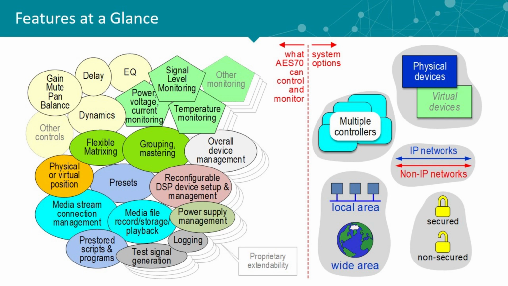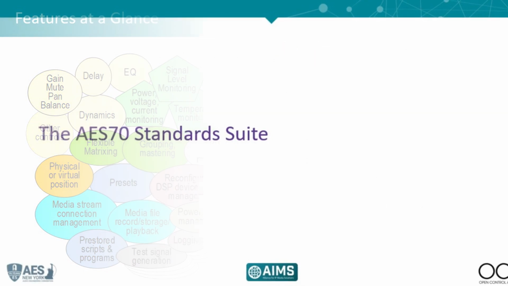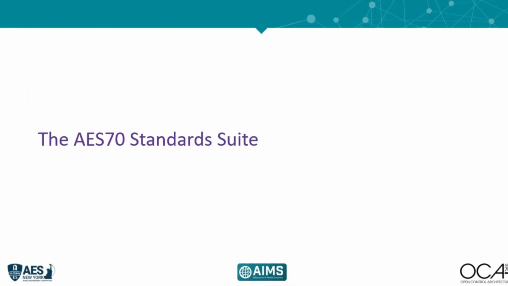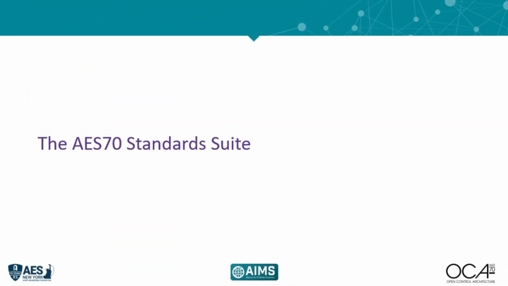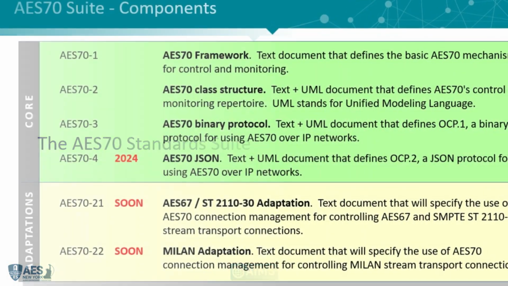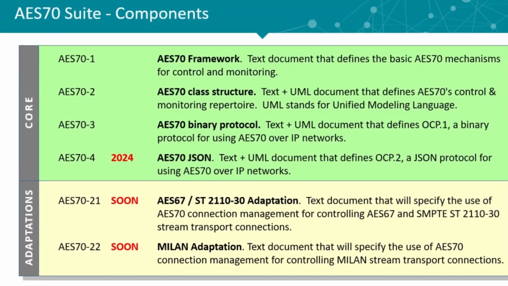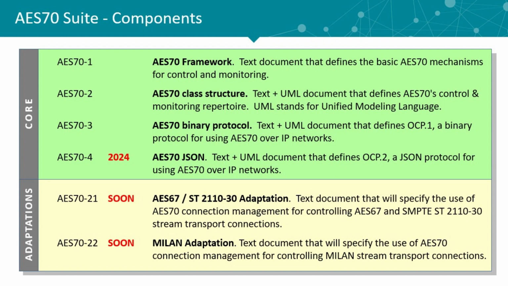All right, now what's published? Here's the AES70 standard suite, with SMPTE 2110 and these sub standards. AES70-1, 2, and 3 are the original core standards of AES70. The first one is about 100 pages, the AES70 framework. It's a text document that defines the mechanisms and so forth.